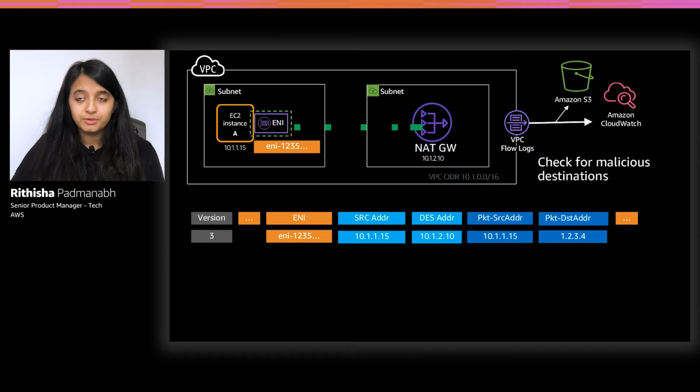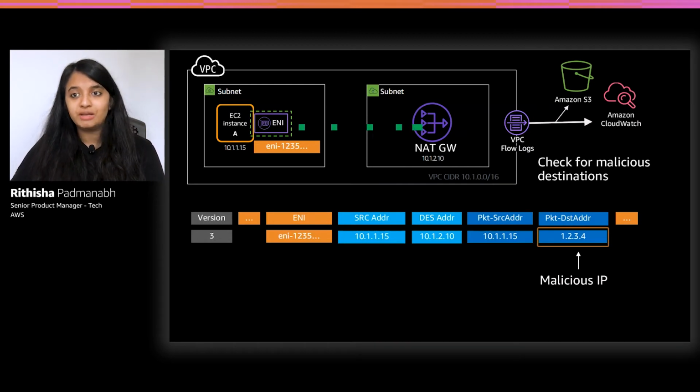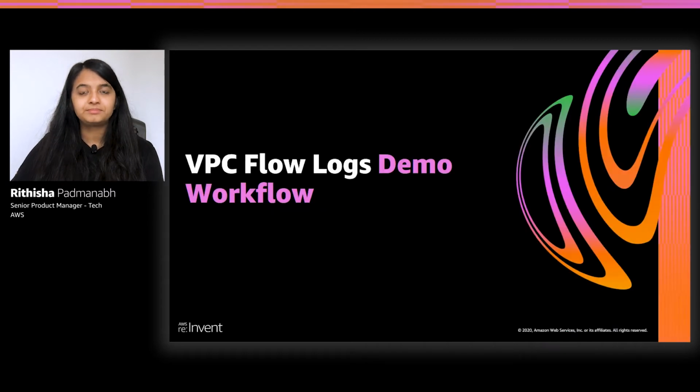Now, if you look at the flow log, even though the 5-tuple indicates that the destination address is actually the NAT gateway's address, if you enable packet destination address, you see that that is the actual internet IP that your EC2 instance is trying to talk to. And if this happens to be a malicious IP, you can now choose to alert yourself and remediate by adjusting your security groups. Now let's dive into an actual demo. I'll show you how you can derive actionable insights from your flow logs using Athena and Amazon QuickSight.